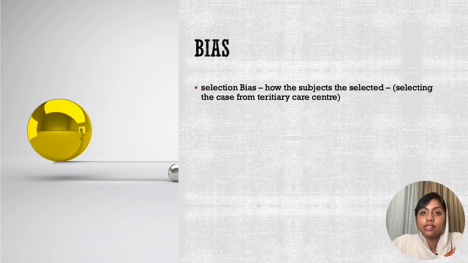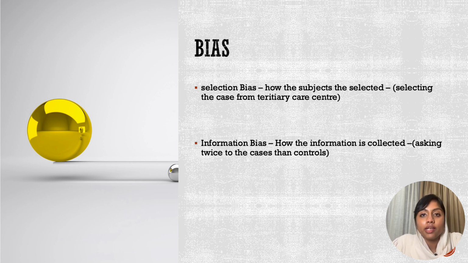When it comes to a case control study, anything that influences the selection of cases and controls other than the exposure results in a bias. For example, if you're considering smoking causing lung cancer, if you select the subjects based on any influence other than smoking, then that is a bias.